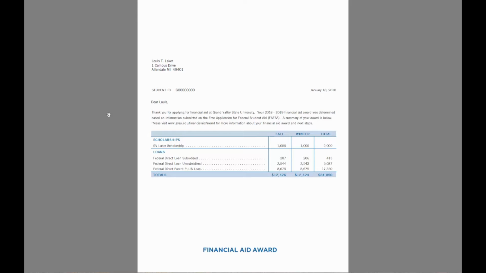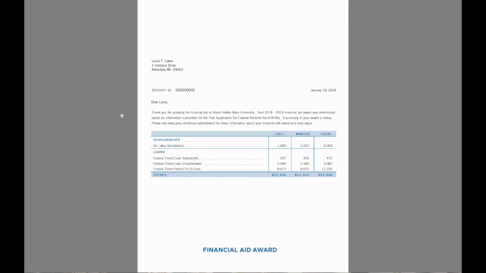At the top you'll see Student ID, commonly called your G number. This is important to keep track of and remember. A lot of offices on campus, like financial aid, will ask for your G number in order to bring up your account when you call or stop by.